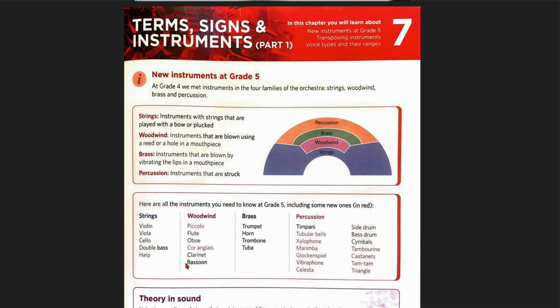So in this video, we're going to do Chapter 7, Part 1 on terms, signs and instruments. So let's go. New instruments at grade 5. At grade 4 we basically met 4 families in the orchestra: string, woodwind, brass and percussion. There's mostly strings in the orchestra, and then there's percussion, brass, and a small amount of woodwind.